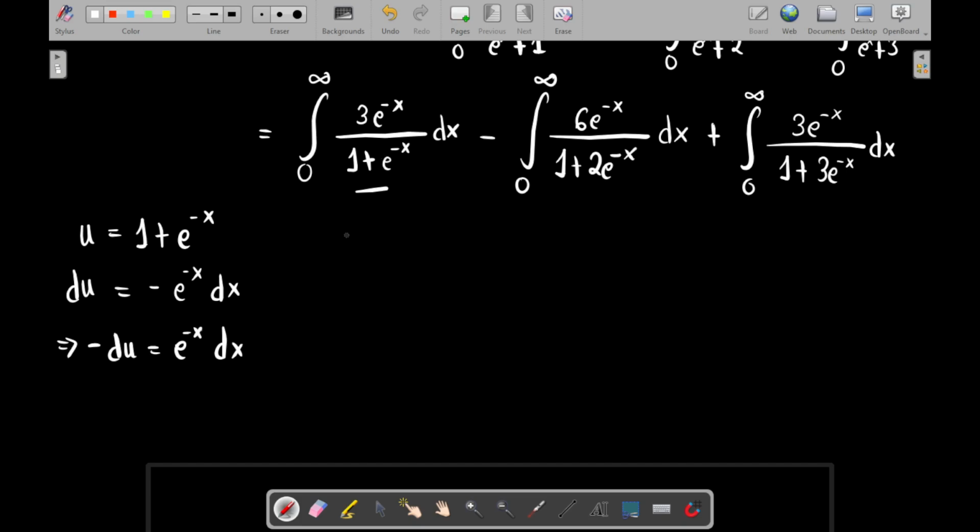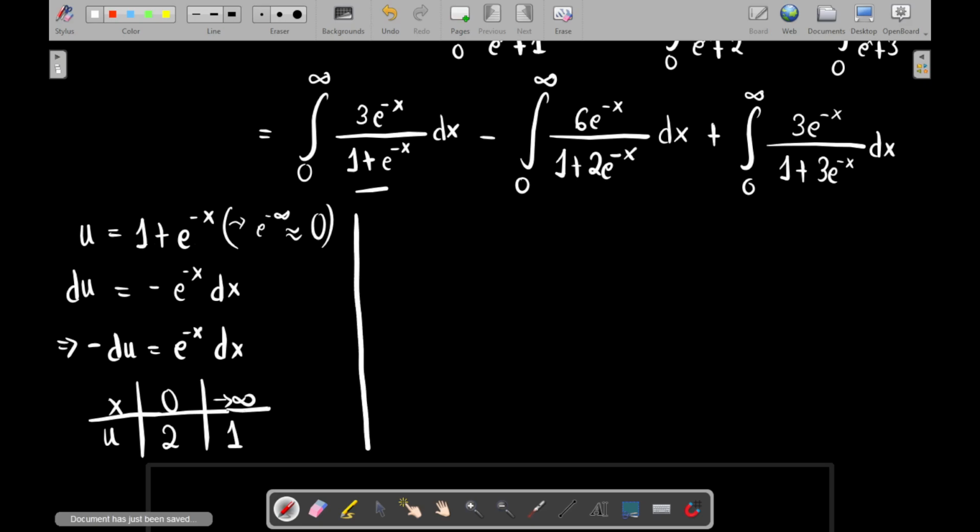Here the limits will also change, as x is going from 0 towards infinity, right? On putting x equal to 0, e to the power 0 is 1, so this will be 1 plus 1, which is 2. And on putting x tends to infinity, this becomes e to the power minus infinity, whose limiting value is 0, so this becomes 1 plus 0, which is 1. This is just for this first integral.